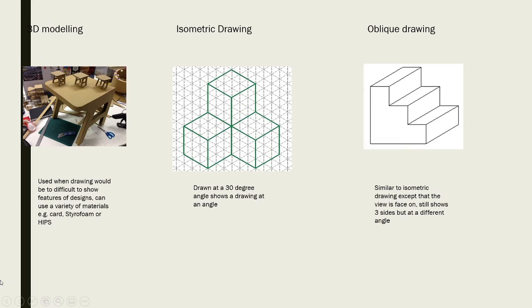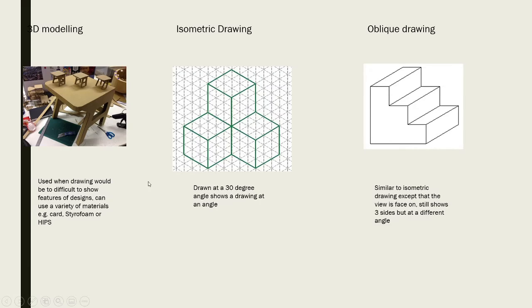3D modelling. So use when a drawing would be difficult to show features of a design. You can use a variety of different materials. So obviously things like cardboard, card, styrofoam, HIPS, PLA if you're 3D printing. So 3D modelling is massively helpful, and obviously you will do quite a lot of that at A level anyway.